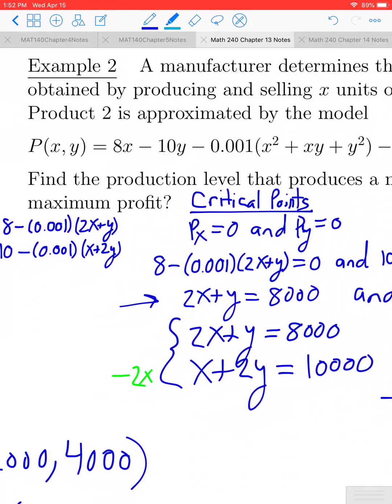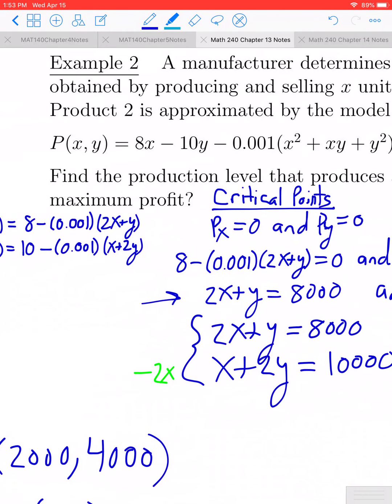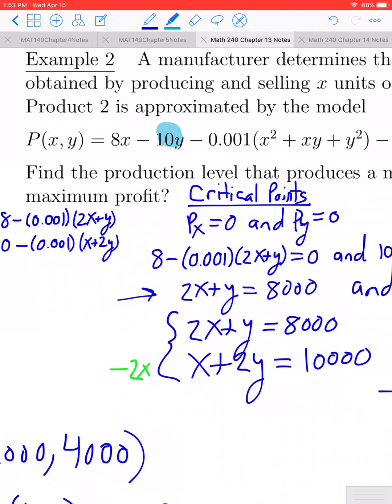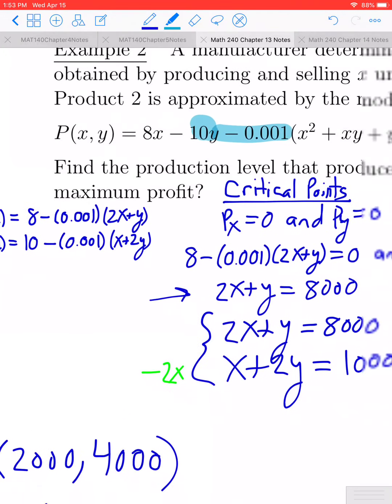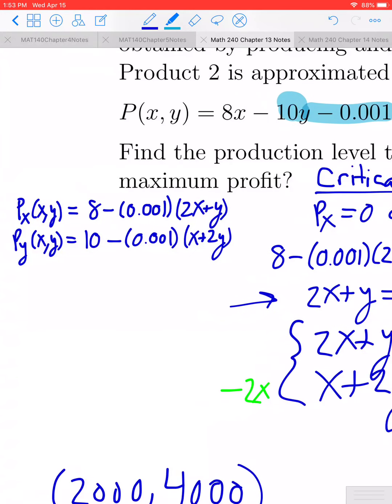So we need the partial with respect to x and the partial with respect to y of the function P. If I take the partial with respect to x, then I'm thinking of y as a constant. This should give us an 8. This term here, with y as a constant, this derivative would be 0. I have this constant multiple, which will stay there. And then the derivative of x squared plus xy plus y squared with respect to x would give us 2x plus y. So this is our P sub x function.